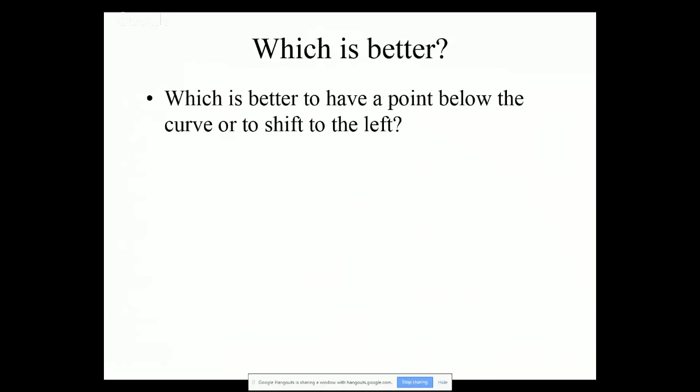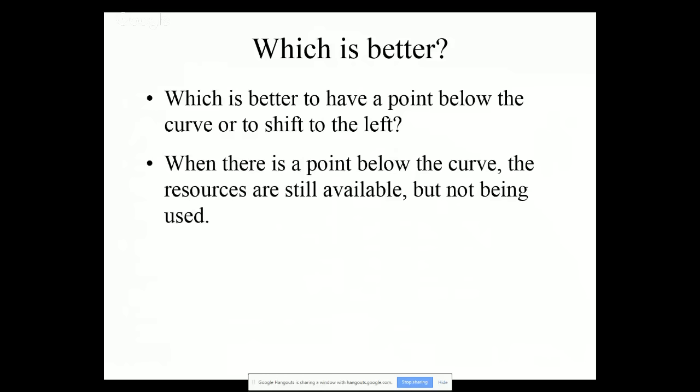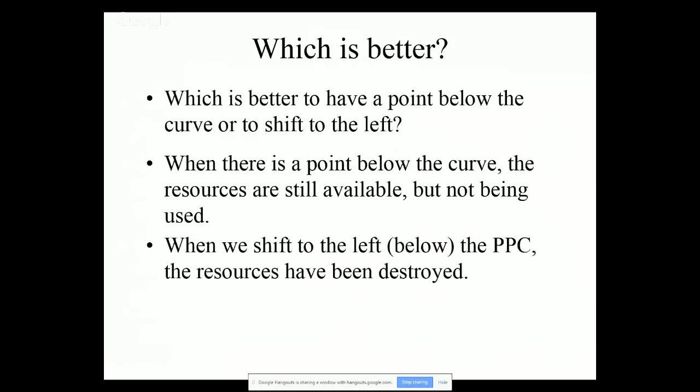So what do you think is better, to have a point below the curve or to shift to the left? When there's a point below the curve, the resources are still available. They're just not being used. We have the factory, we're just not using the factory. When we shift to the left, the factory has actually been destroyed.